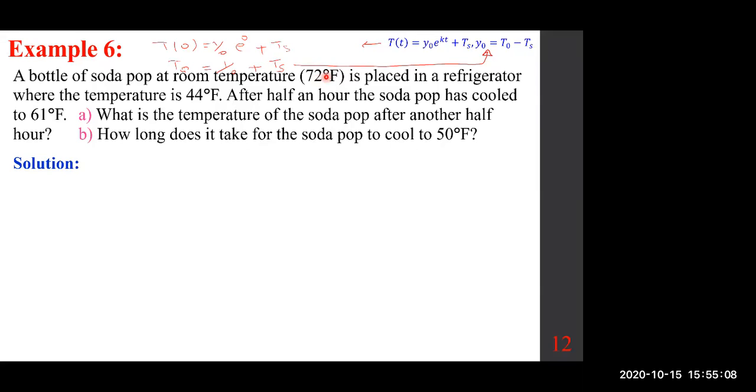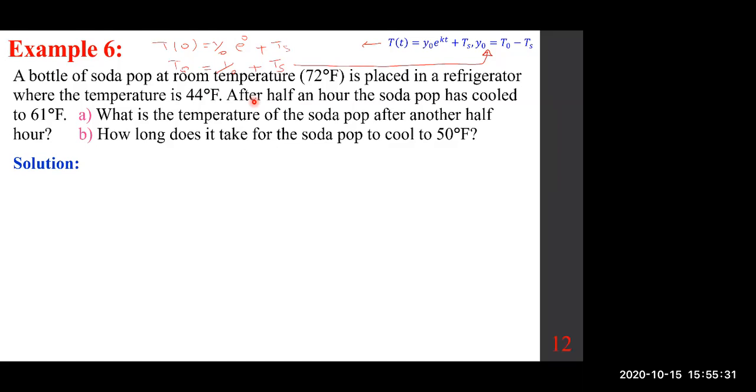So this is T sub 0 or T of 0. This is the surrounding temperature. So we have shown that y sub 0 is T sub 0 minus T sub s. Their difference is y sub 0, class. 72 minus 44 is y sub 0, which is 28.